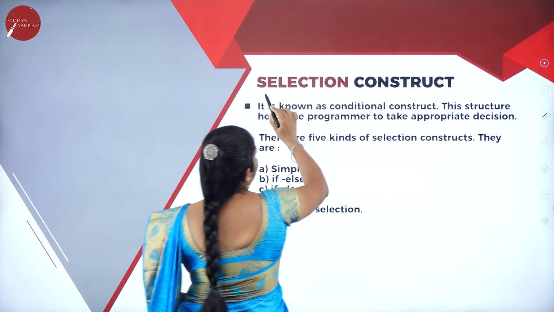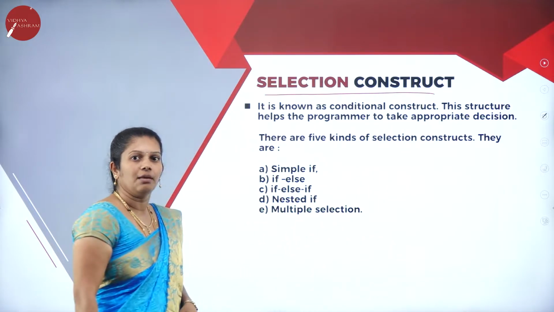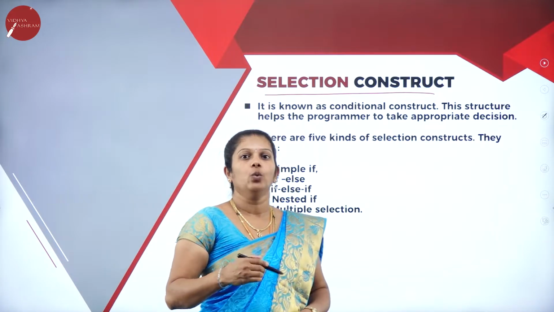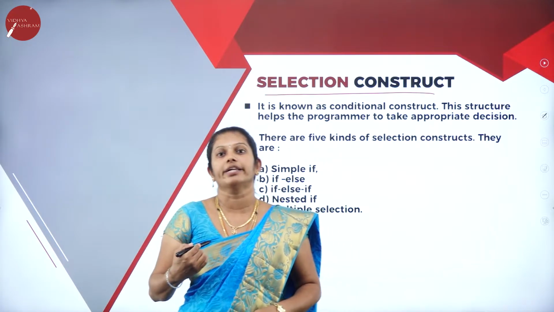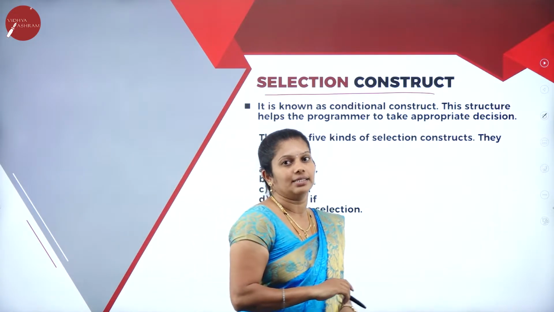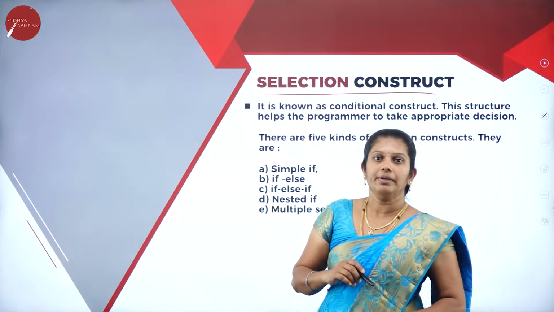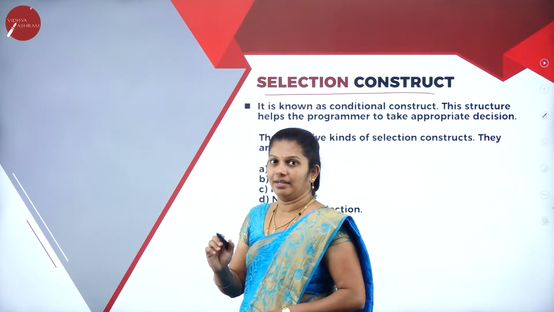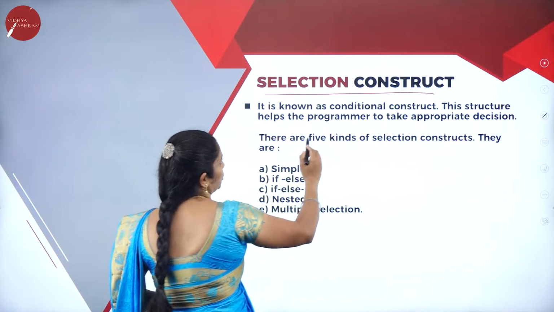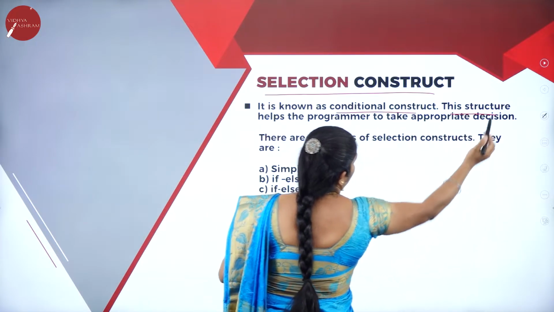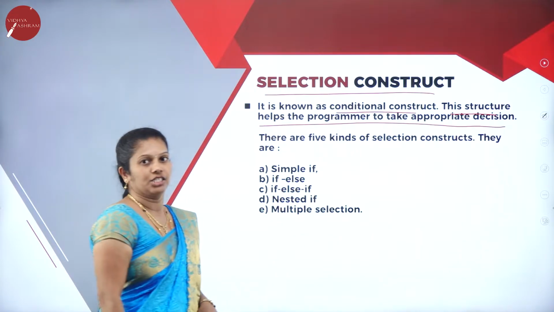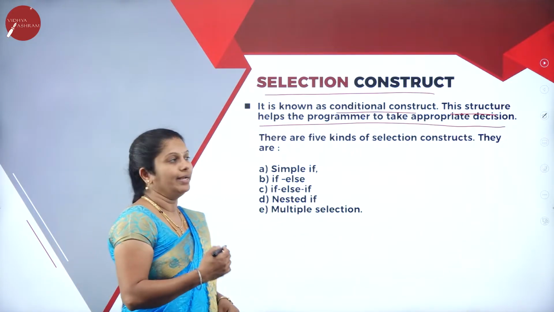Next, when you come to the selection construct, the name itself suggests selection. Whichever statement we want, we can select depending upon our requirement. Depending upon our condition, we are able to select the statement. It is the ability of the programming language to execute the statement depending upon the condition or requirement. That is known as a conditional construct. This structure helps the programmer to take an appropriate decision. Whichever decision we want, we can take here.